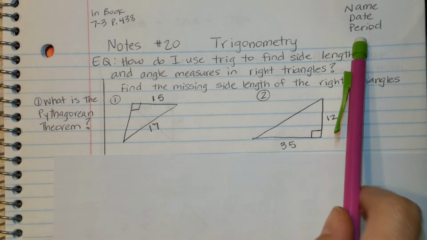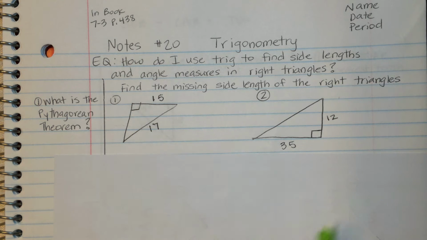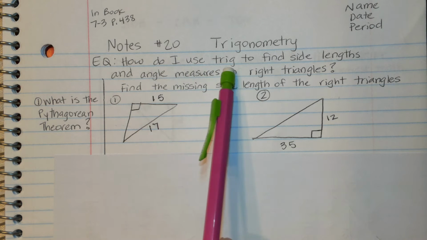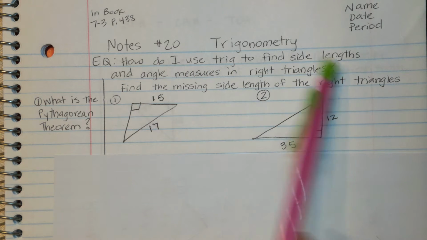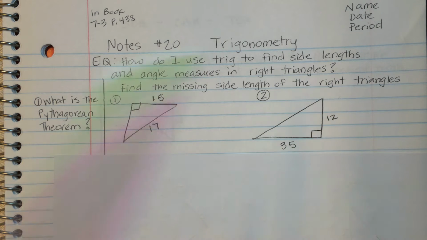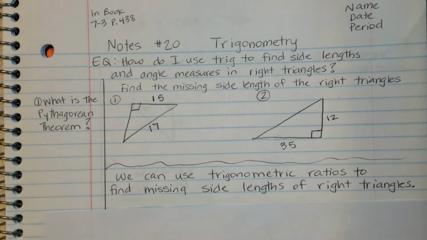Make sure you've got name, date, period. And this should all be written down already from our warm-up during class. So our essential question is, how do I use trig to find side lengths and angle measures in right triangles? For today, we're focusing on the side lengths, and then the second set of notes for this week, on Thursday or Friday, will have to do with finding the angle measures. So let's go and get started right here.